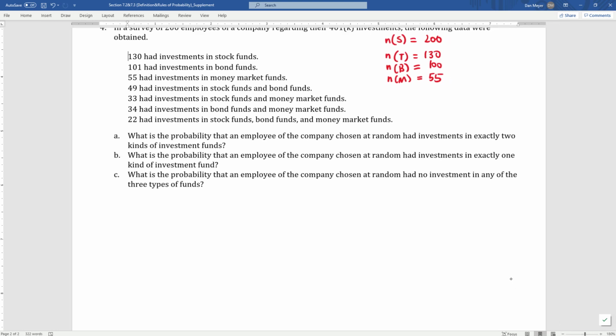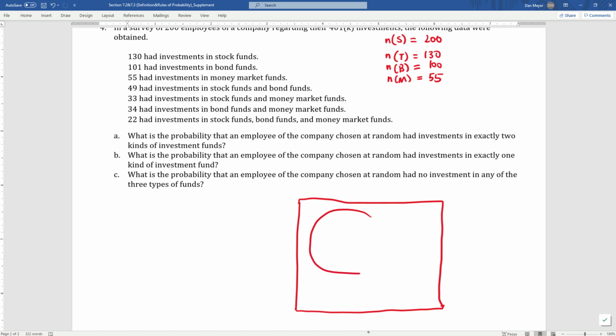All right, so nice big 3-set Venn diagram. I don't know about you all. I'm getting real sick of these big 3-set Venn diagrams. They're just so boring. Super tedious. But not all that bad. I mean, once you've done one, they all work out to be the same. All right, so we got our 3 sets, T, stocks, B, bonds, and money market.